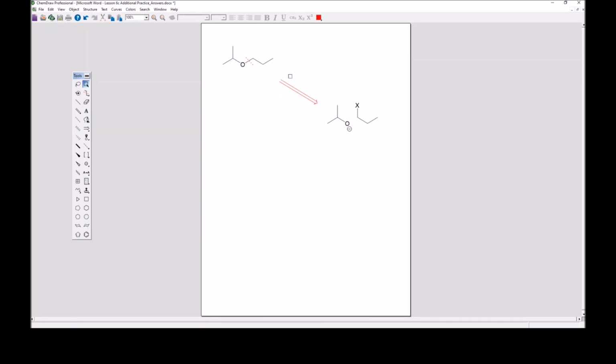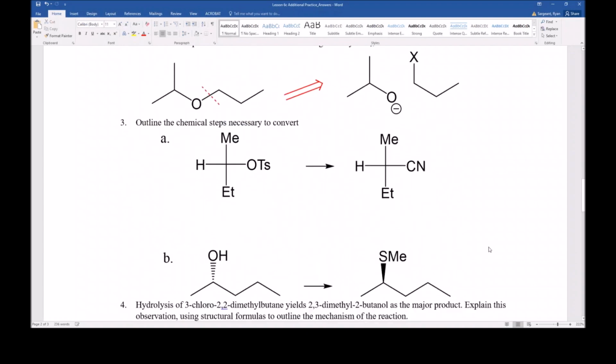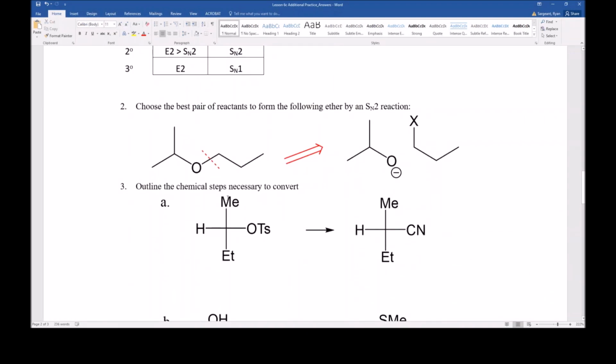Retrosynthetically speaking, whoops, this is lagging a little bit. That's not great, but that'll work. These are the pieces that I'm going to build this thing from. Okay, that's it for number 2.